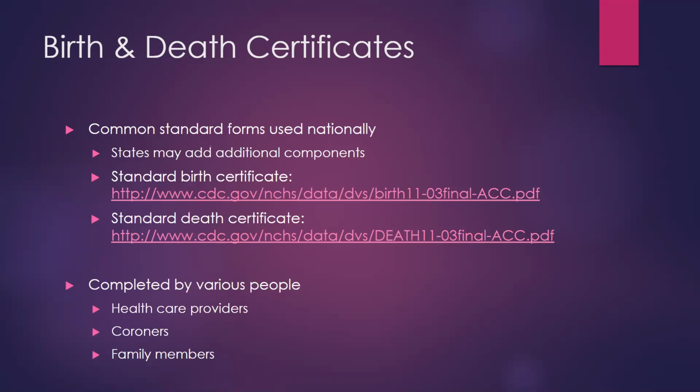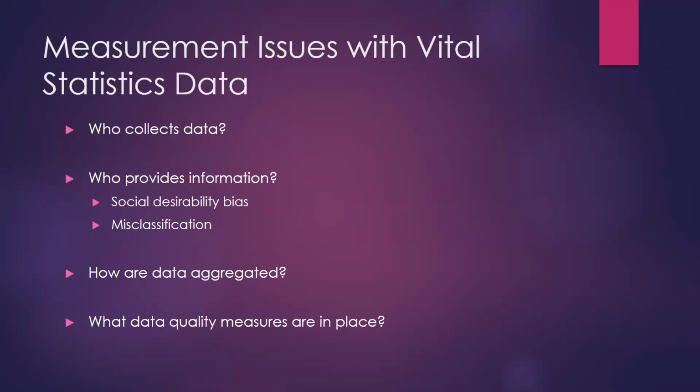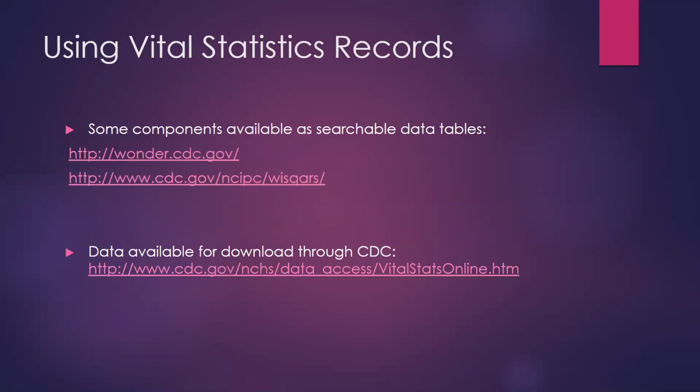One note about these is that they can be completed by different people depending on where and the circumstances of someone's death. So that's an important consideration when you think about using these data. Who actually provided the information? Might any bias result from that? How do data get aggregated from the local up to the national levels? And what kind of data quality measures are in place? And so these would apply across countries, across jurisdictions, as well as within.